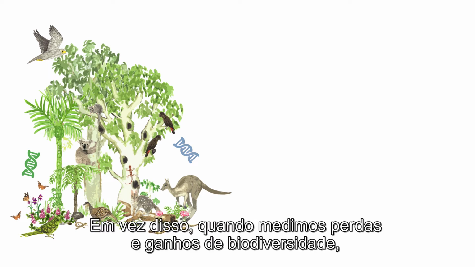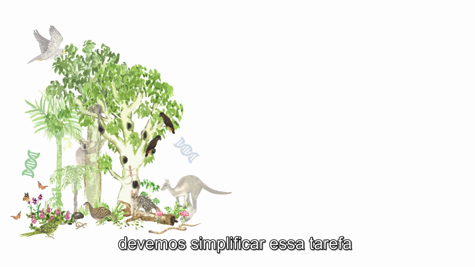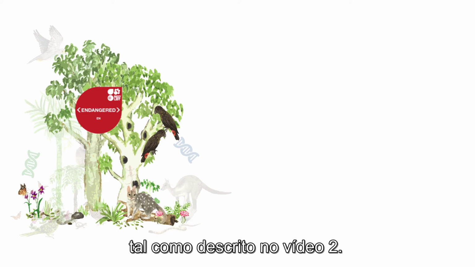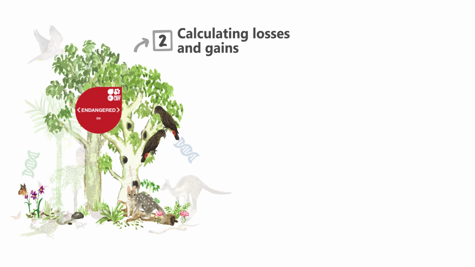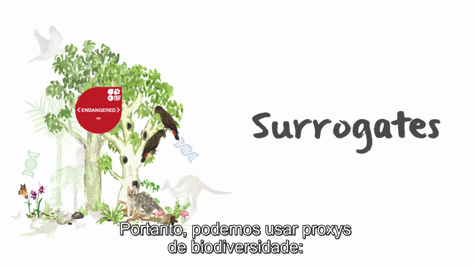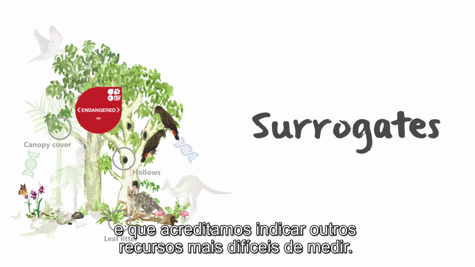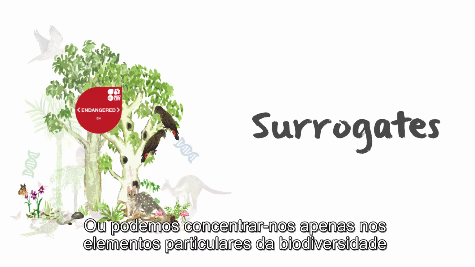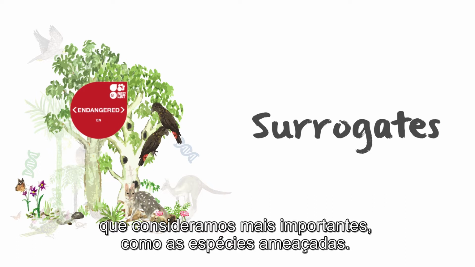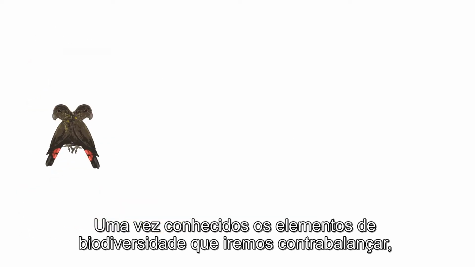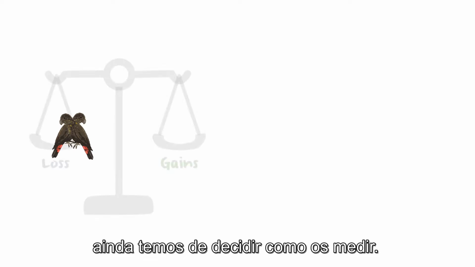Instead, when we measure biodiversity losses and gains, we have to simplify this task and decide on what triggers a need for an offset, as described in video 2. So we might use broad surrogates of biodiversity, things we can measure relatively easily that we think indicate other features that are harder to measure. Or we might only focus on particular elements of biodiversity that we consider most important, such as threatened species. Once we know what biodiversity elements we will offset, we still need to decide how to measure them.